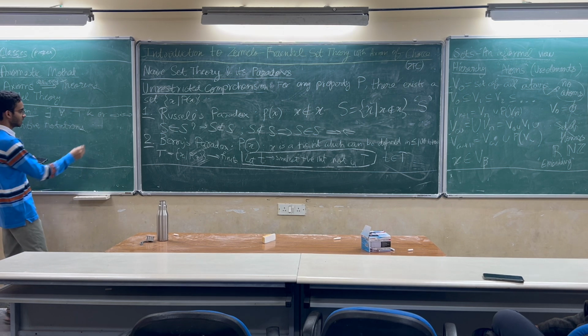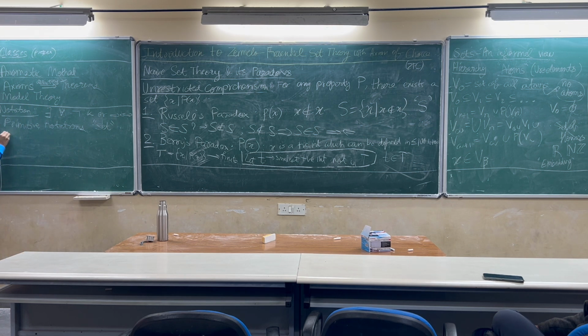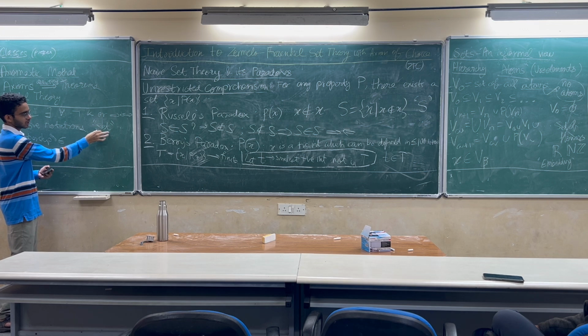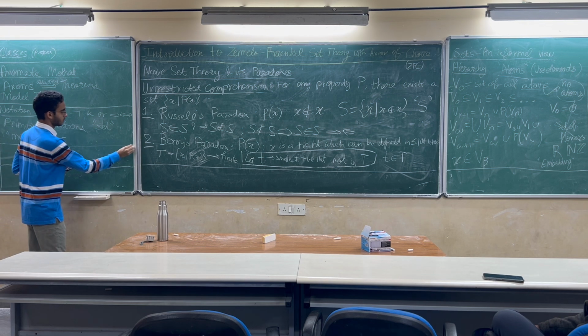So, in ZFC, there are two things taken without definition. One is set and one is membership, which is this symbol. These are taken without definition, and instead we will formulate axioms which we expect our sets to satisfy, so that we can see what we can actually do with them and what we cannot do with them.